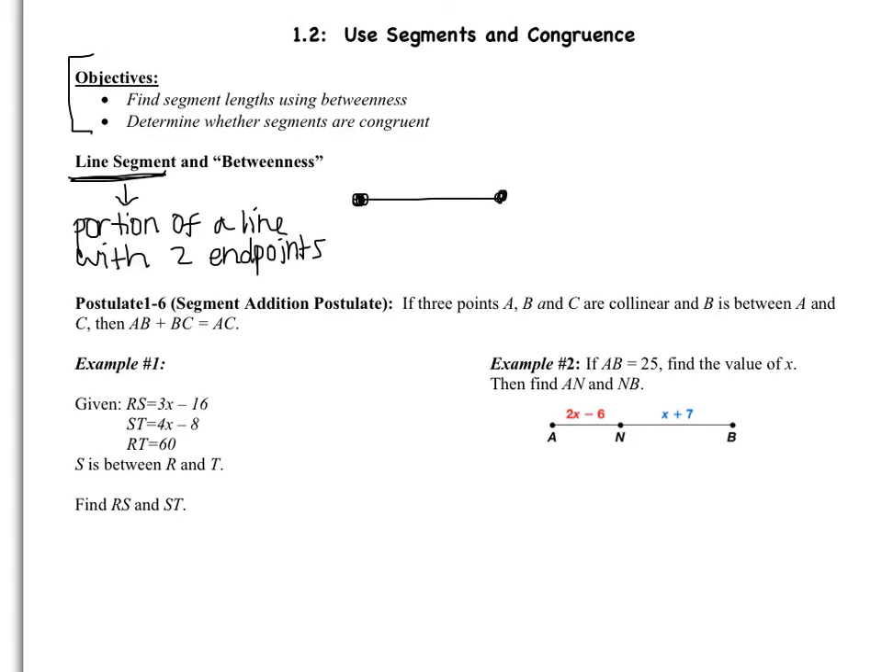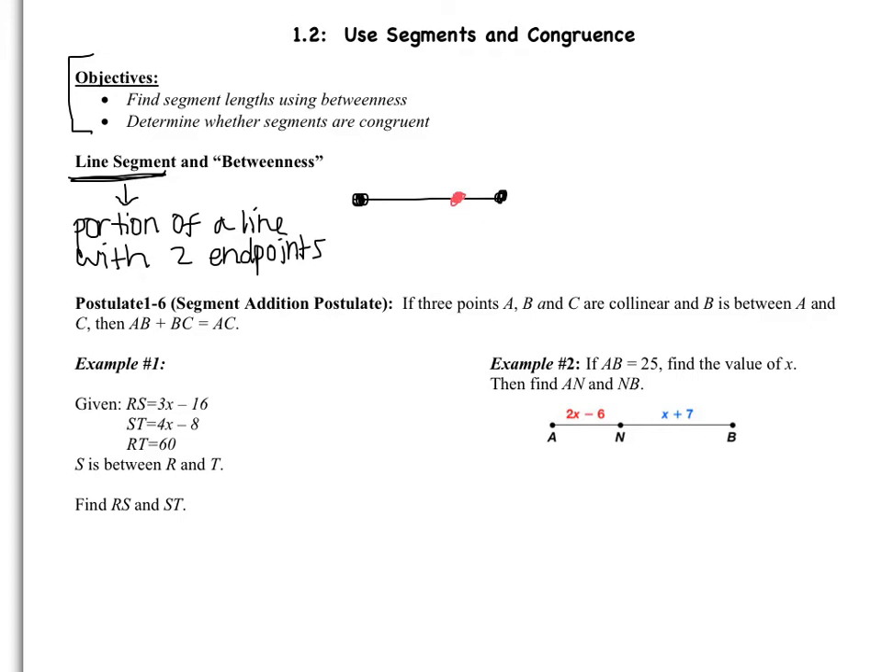Now think about betweenness. If I gave you this line segment and I asked you to place some point between the two endpoints, what would you do? Well, you would probably put the point somewhere on the line segment, so that it's located somewhere in between those two endpoints. So this is what we're going to be doing today, using this concept of betweenness.